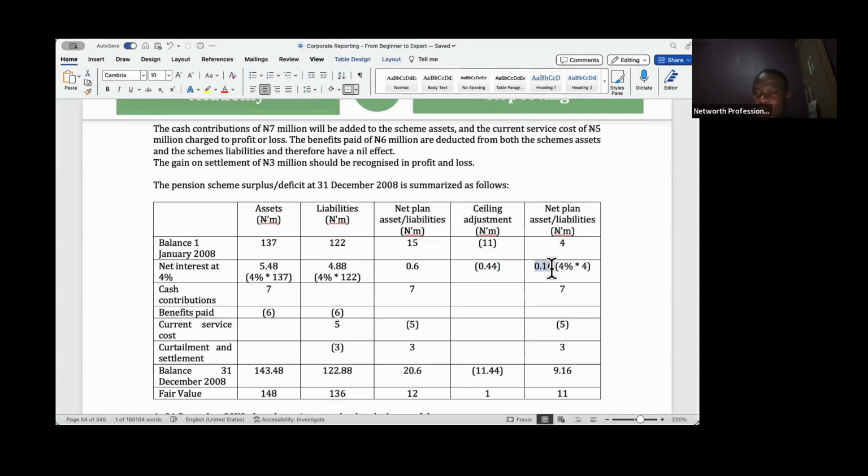So this is the amount that would actually go to my P&L. And since the asset is higher than the obligation, it's going to be a positive. It's going to be like an income. And of course, for you to even be talking about an asset ceiling, it means the plan asset was higher than the obligation. So this 0.16 is going to come into my P&L as an income, which is 4% of 4 million.